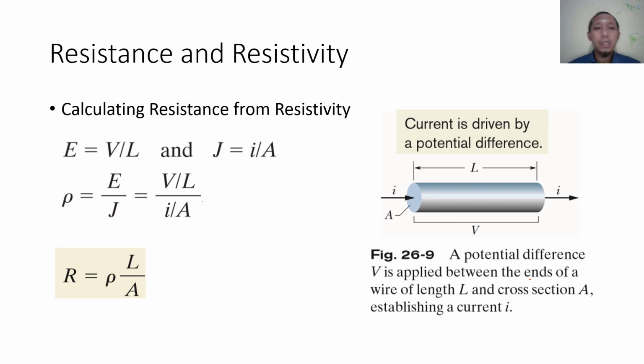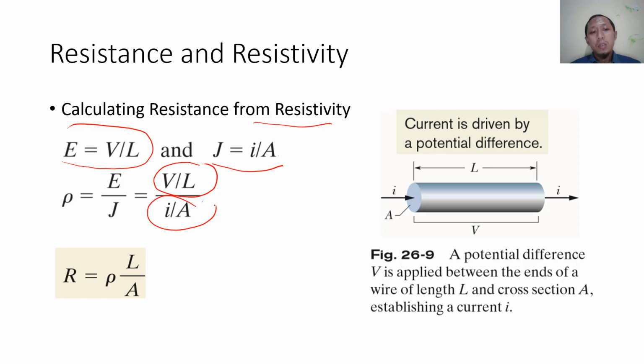And then how do we calculate the resistance from resistivity? We note that E is equal to V per L, where V is the potential difference and L is the length, and J is equal to I per A, where I is current and A is area. And we note that rho is E per J, so we can substitute E using V per L and J using I per A. So V per I is R, so rho is equal to R A per L, that is, R = rho L per A.